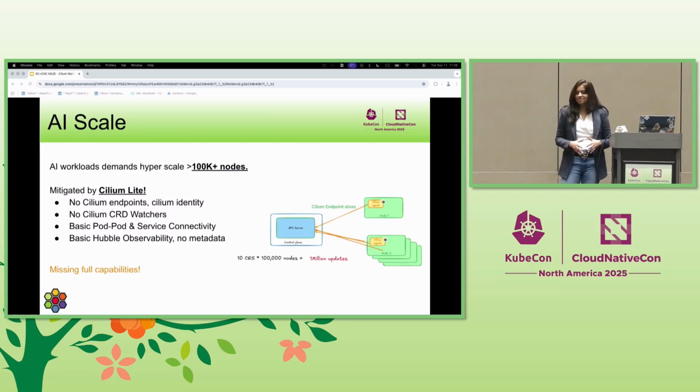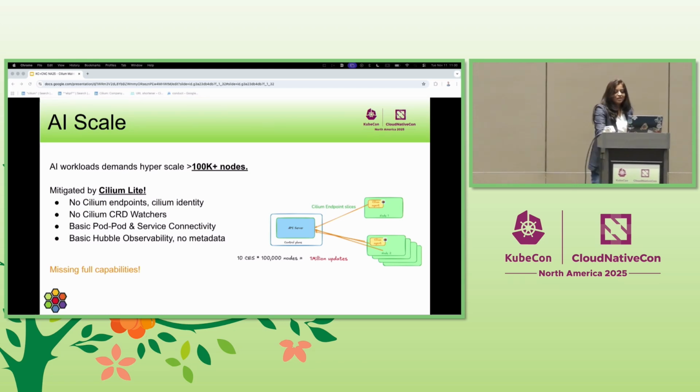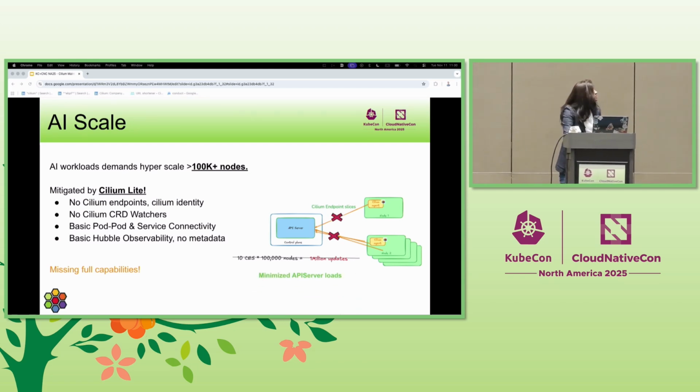And AI workloads are going to come to us. They're already knocking at our doors. They want all these full capabilities. OK, that was the animation I missed.